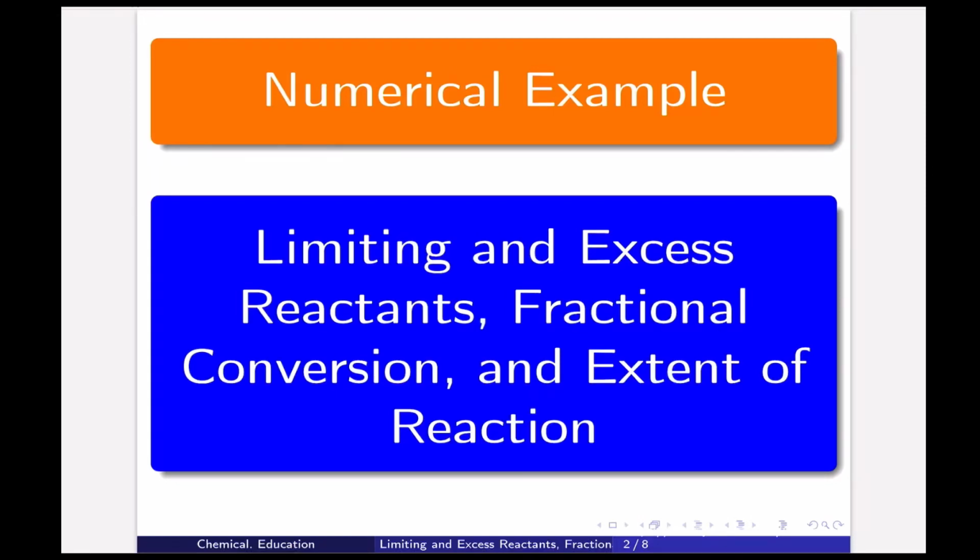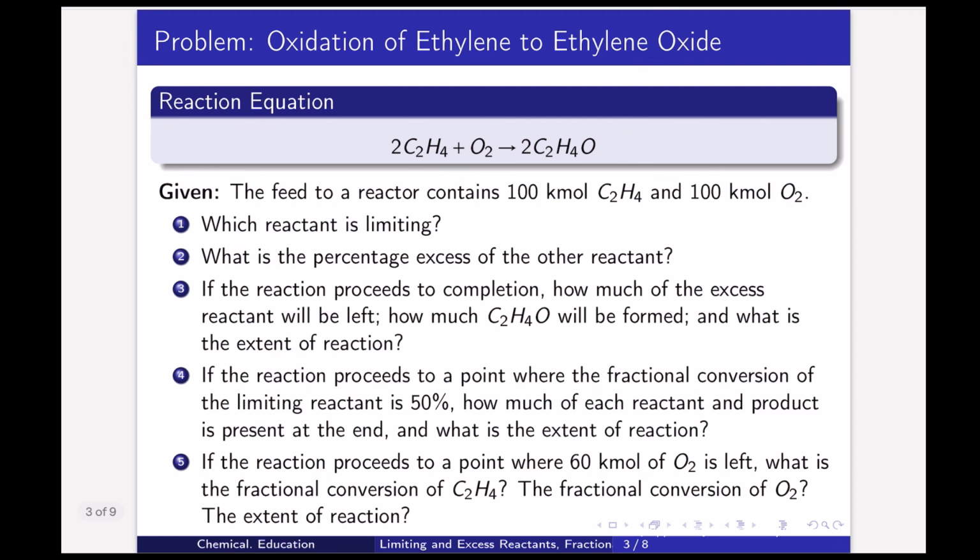Today I'll solve one numerical example on limiting and excess reactant, fractional conversion and extent of reaction. So here is the problem. The problem is oxidation of ethylene to ethylene oxide. Here is the reaction equation: 2C2H4 plus O2 gives 2C2H4O. So ethylene is oxidized and produces ethylene oxide.